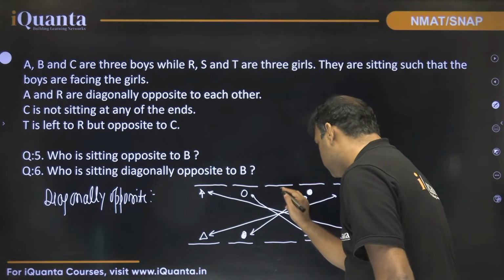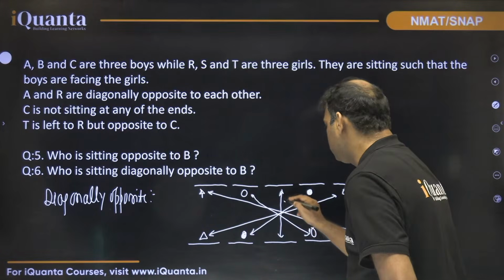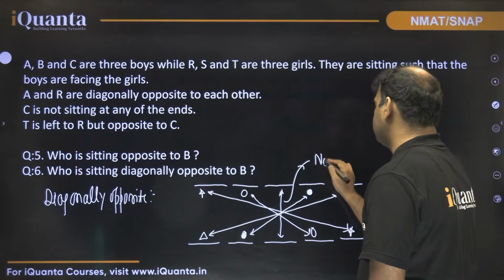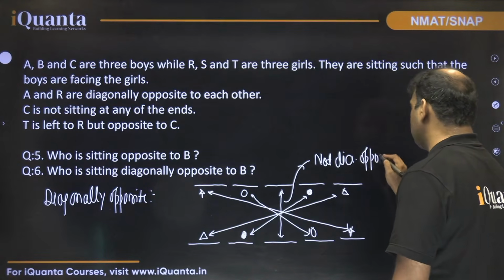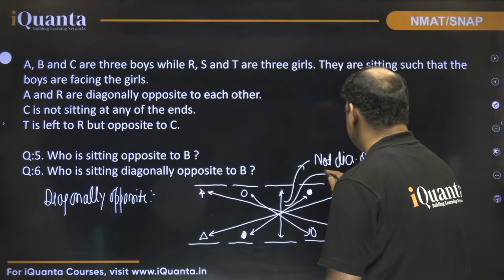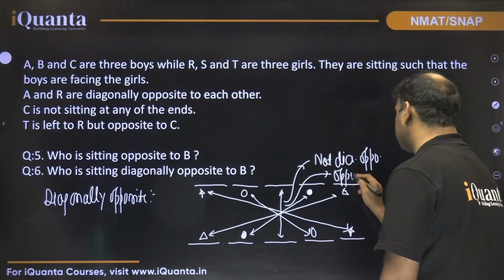What about this? Because that is also equidistant. But no, this is not diagonally opposite. Okay, this is not diagonally opposite. So what will that be called? They will be called just opposite. They will be called opposite, not diagonally opposite.